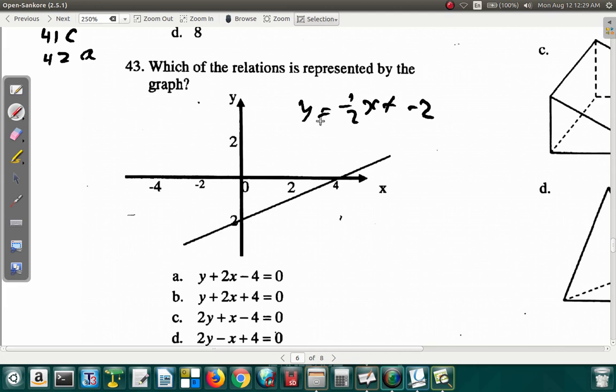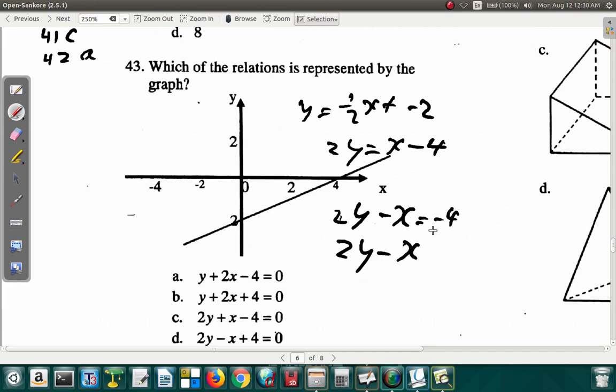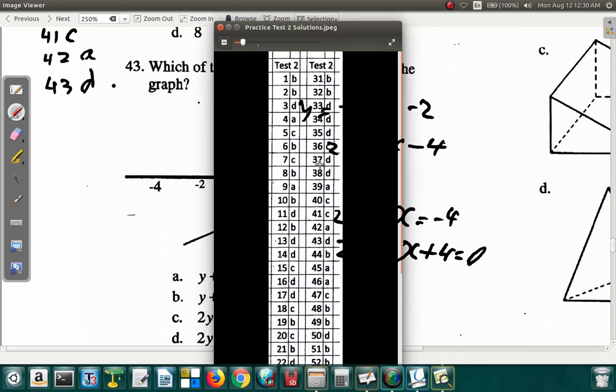If you multiply everything by 2, so you don't have any fractions, you have 2y is equal to 1x minus 2 times 2, which is 4. You see that? Then you subtract y and add 4 and equate to 0. So it's 2y minus x plus 4 is equal to 0. I would say for the 3 it is D. Let's see what these say now. For the 1 C, for the 2 A, for the 3 D.